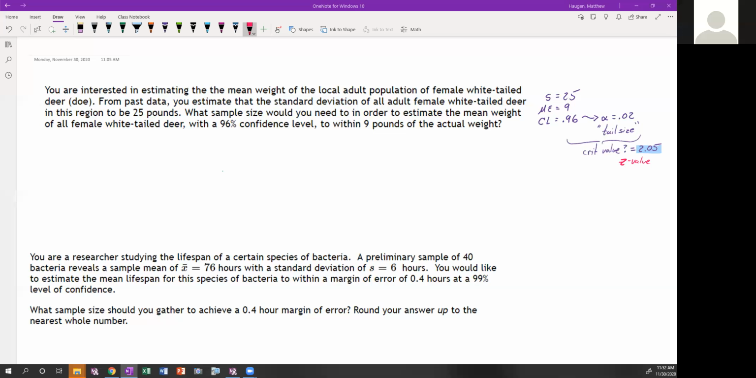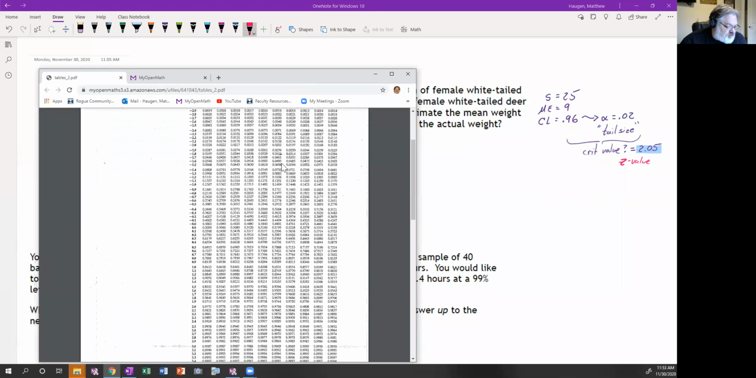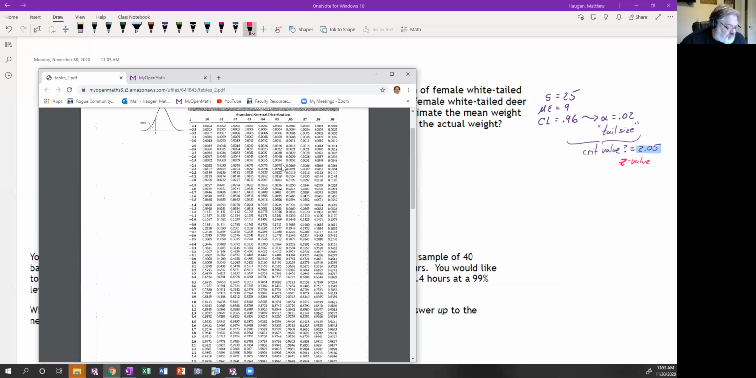So the 2.05 comes from the 0.02 in the Z value? Yep. So I just used that chart you guys have. You could use a calculator as well, I suppose. So the 0.02 is the closest thing on the chart, and that's at negative 2.05.